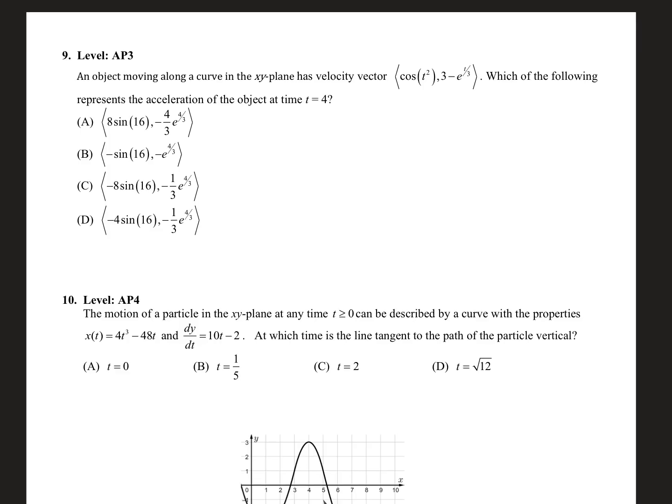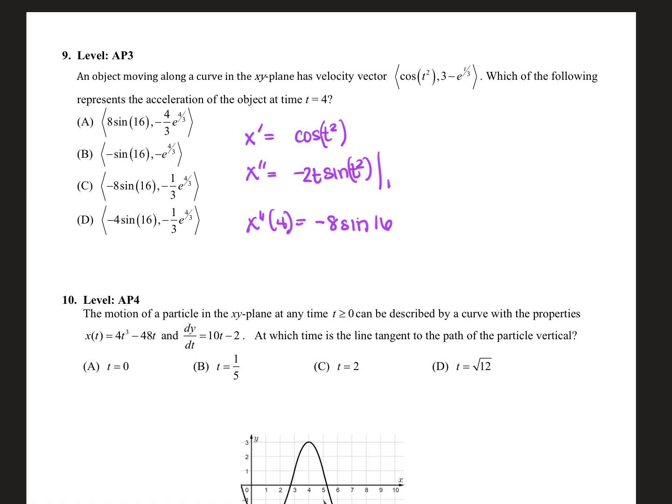An object is moving along the curve, so it has this velocity vector, which would represent the acceleration vector. Well, if you have the velocity vector, you're going to take the derivative to get the acceleration vector. So here, my x prime is currently equal to cosine t squared. So x double prime, the derivative of cosine is minus sine, chain rule, multiplied by 2t. And we're going to evaluate this at t equals 4. So x double prime at 4 is equal to -8 sine of 16.